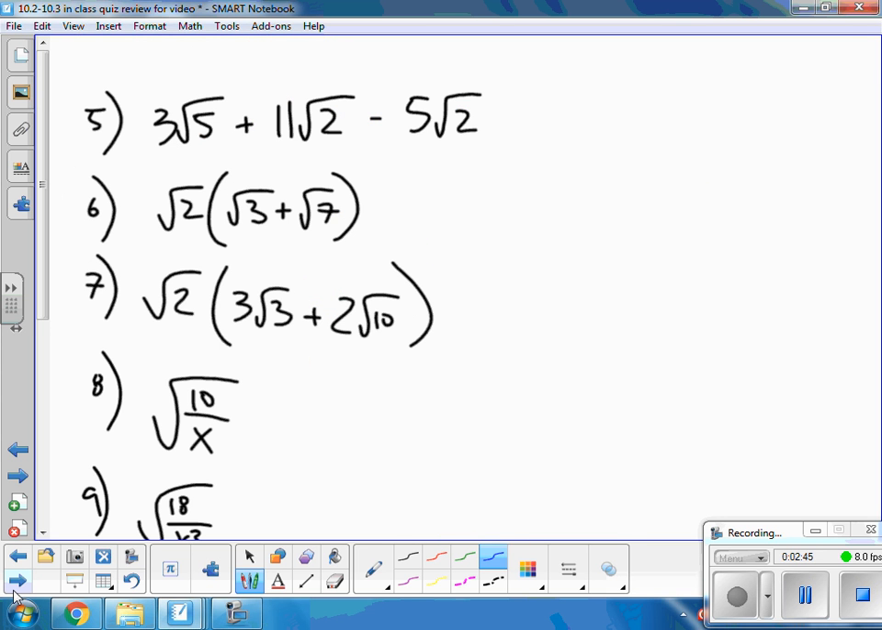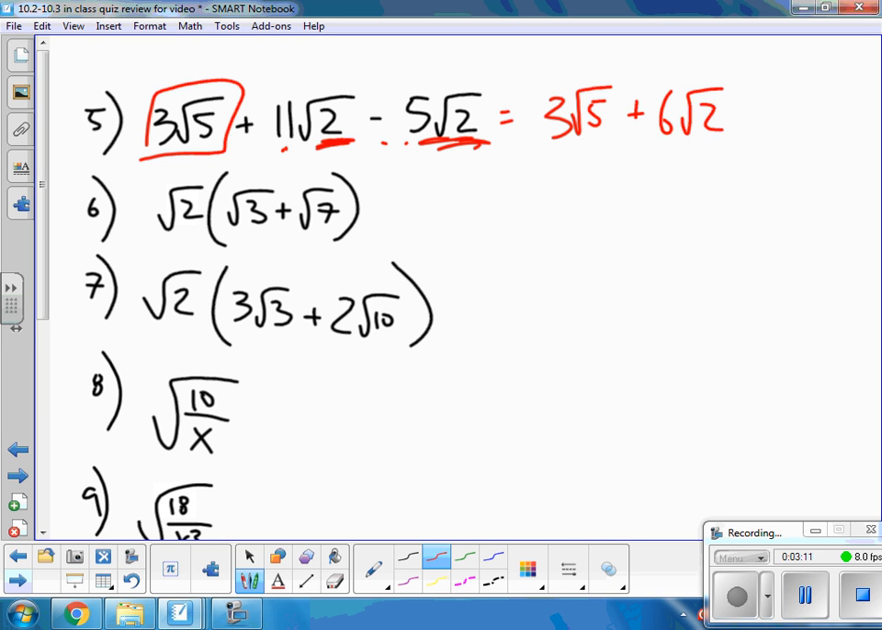Let's try a few more. All right, number 5 here. I'm looking for common radicals, so I've got a square root of 2 and a square root of 2. I have no other square root of 5, so this can stay just like it is, 3 times the square root of 5. And I'm going to take this square root of 2, I have 11 of them, and I'm subtracting 5, so 11 minus 5 is going to give me 6. It's positive 6 times the square root of 2 that I have left.